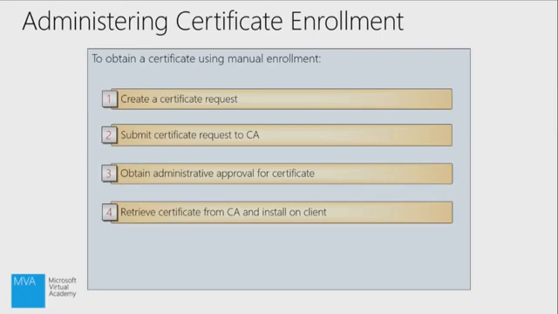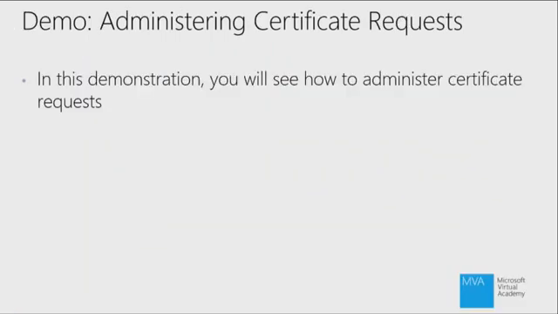We did talk about administering certificate enrollment. This is what we just did. Creating, submitting, obtaining approval, and retrieving. In this case, the step we skipped was approval. We don't have the certificate template set up so that when a request is submitted, an administrator has to manually approve it. That is one difference. There is a demo here on how to administer requests. I'm going to skip this demo in the interest of time.